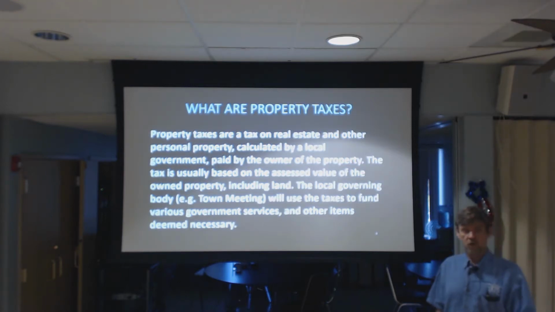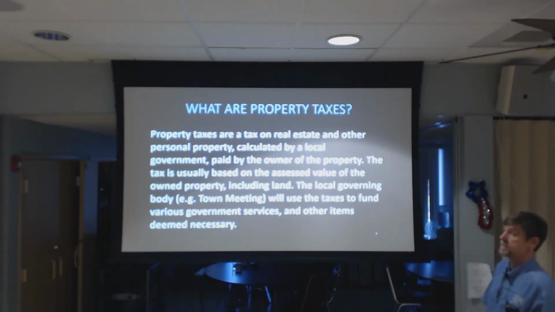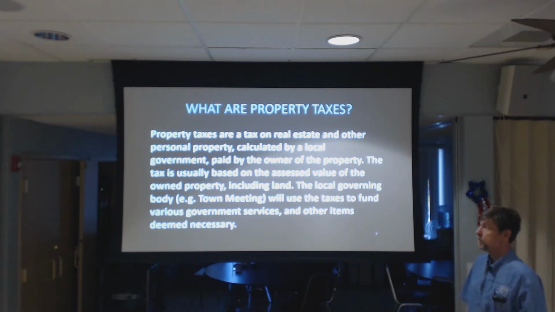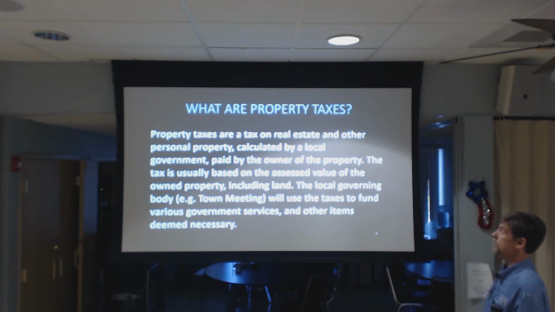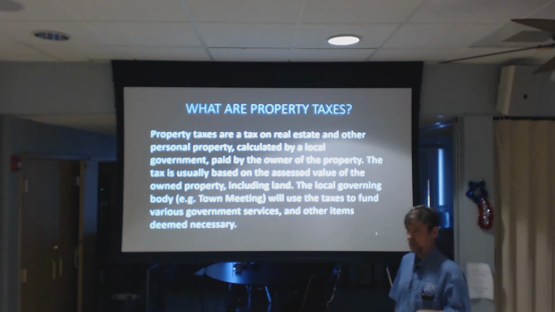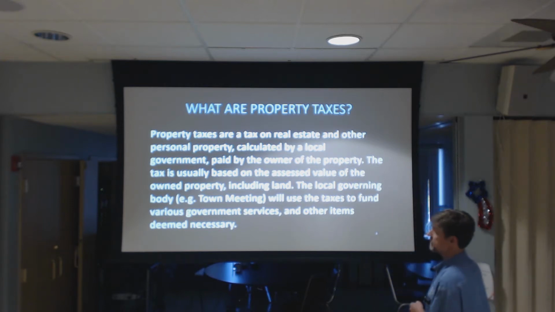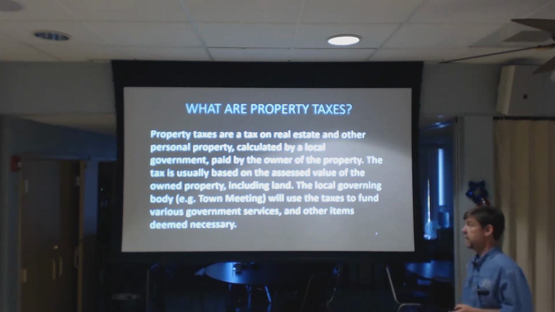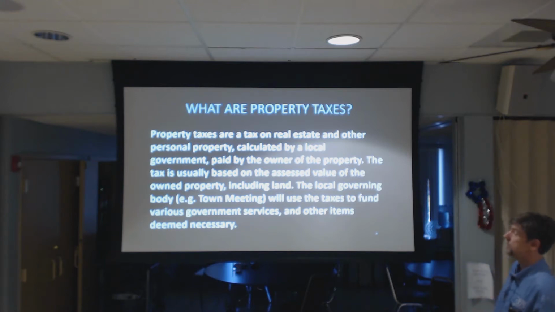So what are property taxes? Here's the technical definition: a tax collected on real estate and other personal property, calculated by a local government, paid for by the owner of the property. The tax is usually based on the assessed value of the owned property, including the land. The local governing body, which in our case would be town meeting, will use the taxes to fund various government services and other items deemed necessary.